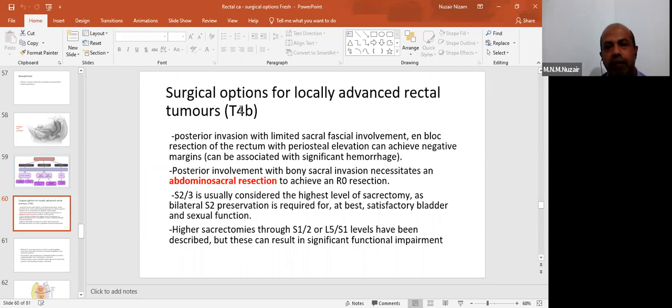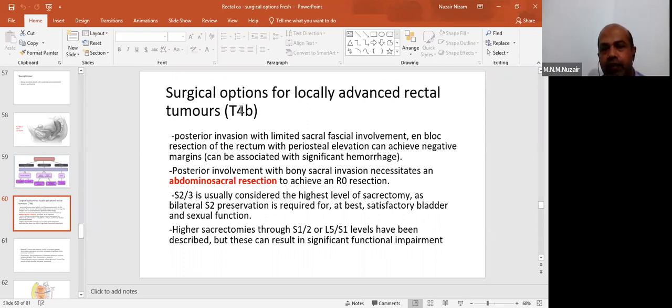So if the tumor extends posteriorly, and if it involves the presacral fascia, we can excise the presacral fascia. Usually, when you are doing a mesorectal excision, we go between the mesorectal fascia and presacral fascia. And if the presacral fascia is involved, we have to excise it. And if it is involving the sacrum, we have to excise the sacrum.